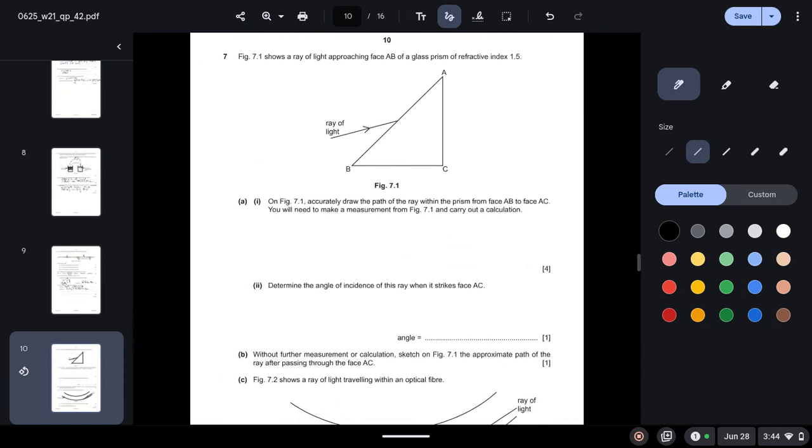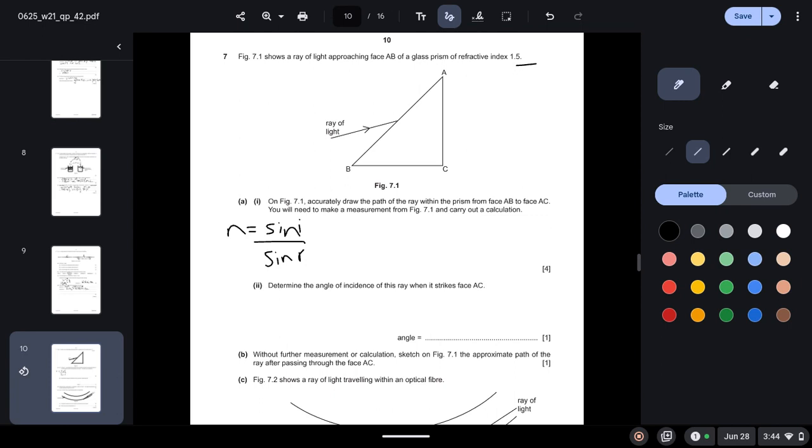Figure 7.1 shows a ray of light approaching face AB of a glass prism of the refractive index 1.5. On figure 7.1, accurately draw the path of the ray within the prism from face AB to face AC. You will need to make a measurement from figure 7.1 and carry out a calculation. They have given us the refractive index. We have the formula n equals sine i over sine r. We have to calculate the refracted angle so that we can complete the path.